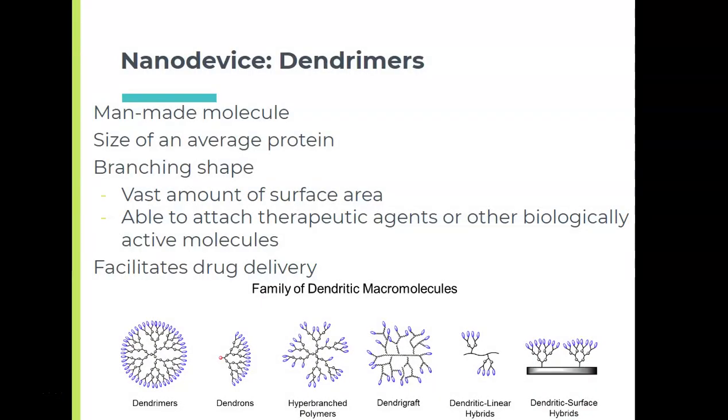The last one is called a dendrimer, and this kind of looks like a dendrite of a neuron, which is how it really gets its name. It's a super branched-like structure. It's a man-made molecule that's about the size of a protein, and the idea here is to just create an insane amount of surface area compared to volume, with the goal of drug delivery. So if you can attach drug molecules to each one of those branches, then that super high surface area can help in the drug delivery aspect of cancer treatment.